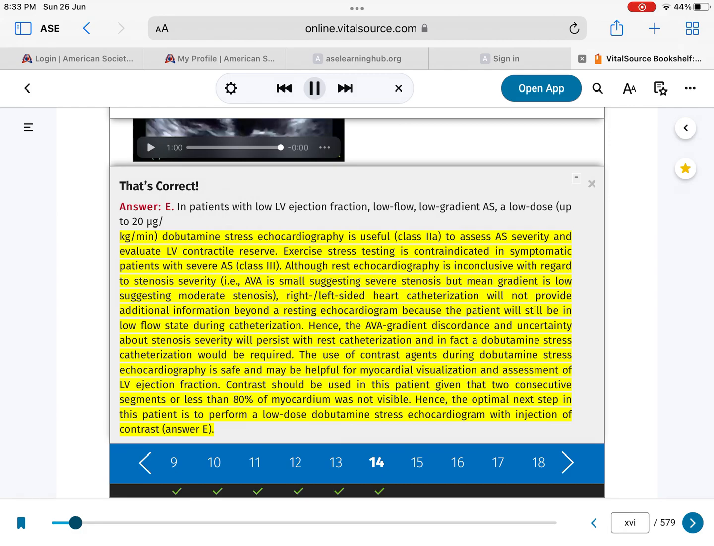Hence, the AVA gradient discordance and uncertainty about stenosis severity will persist with rest catheterization, and in fact a dobutamine stress catheterization would be required. The use of contrast agents during dobutamine stress echocardiography is safe and may be helpful for myocardial visualization and assessment of LV ejection fraction. Contrast should be used in this patient given that 2 consecutive segments or less than 80% of myocardium was not visible. Hence, the optimal next step in this patient is to perform a low-dose dobutamine stress echocardiogram with injection of contrast.